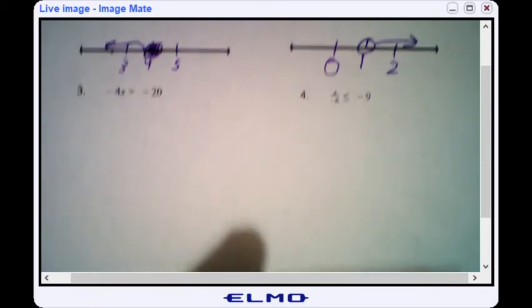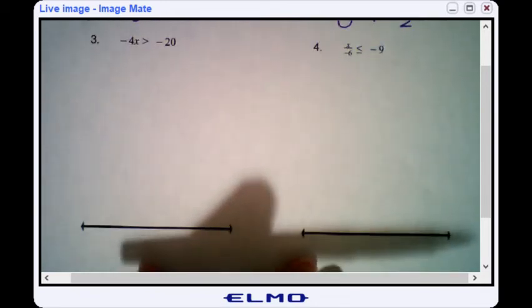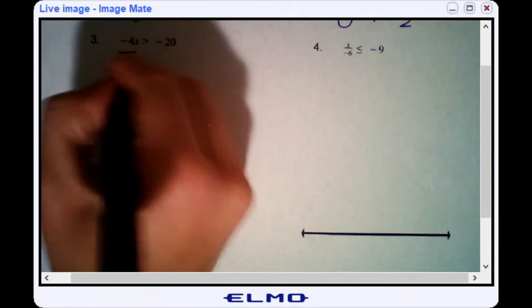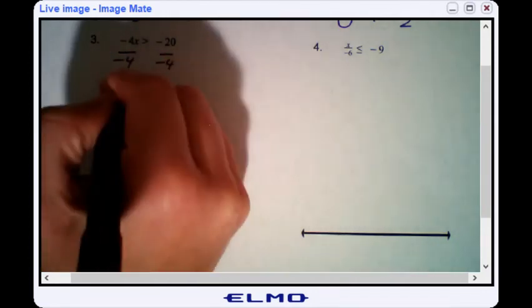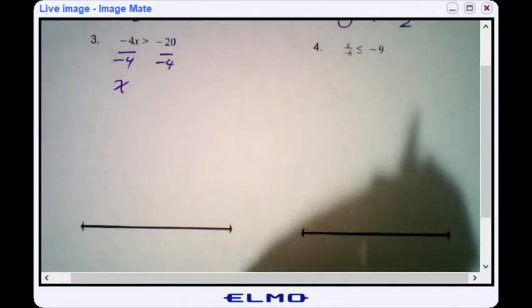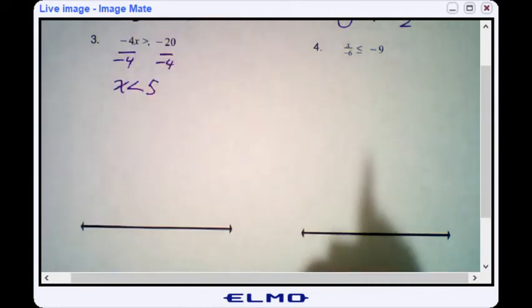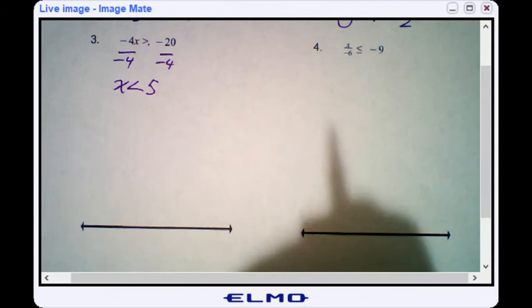If I look at problem 3, I've got negative 4x greater than negative 20. You need to get x all by itself. So right now, the negative 4 and the x are being multiplied. Opposite of multiplication is division. I'm dividing both sides by a negative number, so I'm going to flip my inequality symbol. And negative 20 divided by negative 4 is 5.